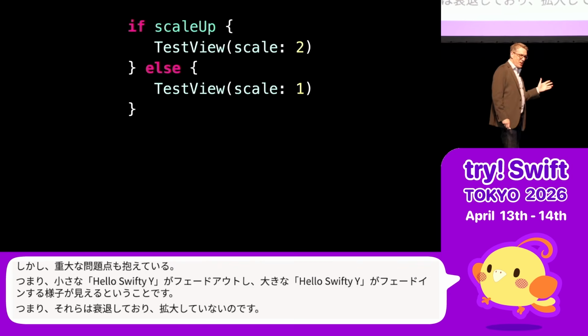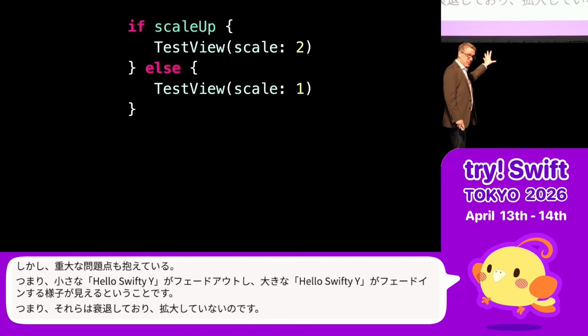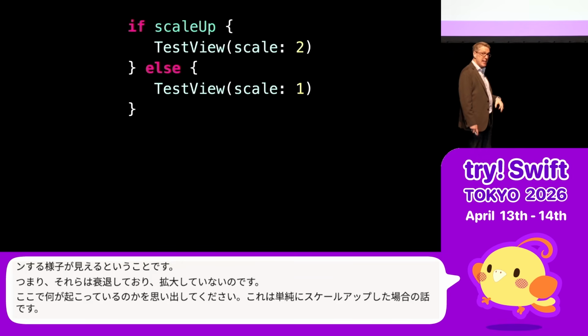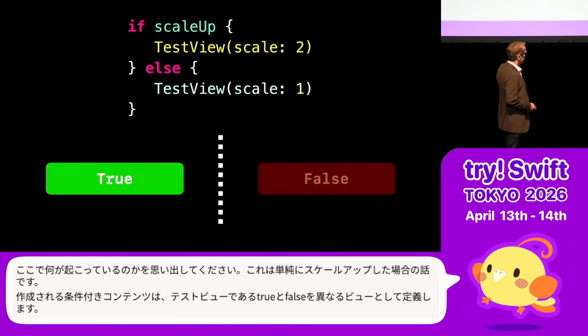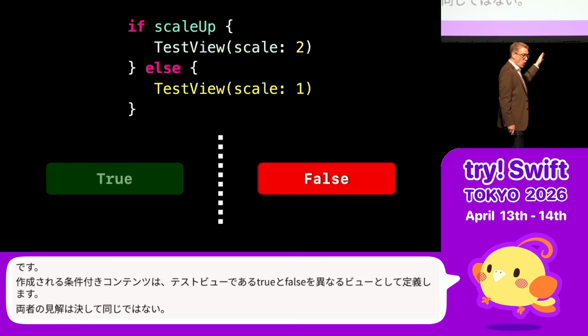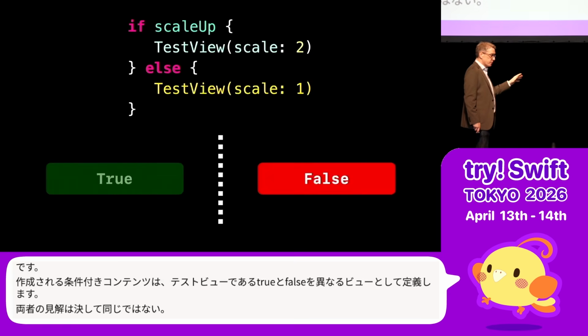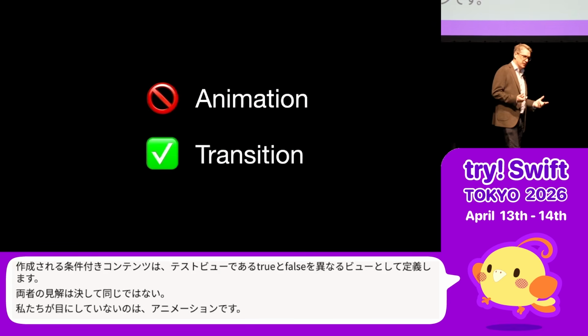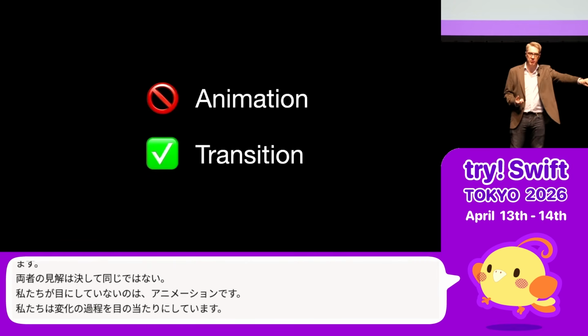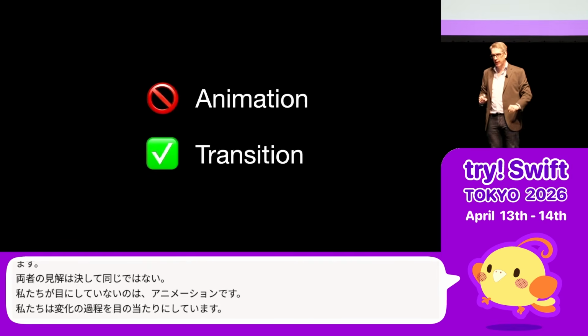Now remember, what's happening here? This simple if scale up thing here. The conditional content being made defines our two test views, true and false, as being different views. They are never the same view. This will be the true view. This will be the false view. What we're not seeing is an animation. We're seeing a transition as SwiftUI destroys one view and creates a new view in its place every time.